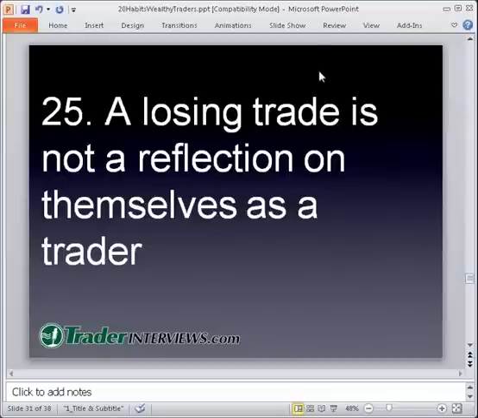Number 25, a little touchy-feely on this one. A losing trade is not a reflection on themselves as a trader. That's why they can take trade number 5 with the same gusto as the 4 losing trades previous, because it doesn't reflect on them. I'm not a bad person, or I'm not an idiot. I'm not a moron because I made a bad trading decision. You're only a moron if you do number 14, which is add to a losing trade. So don't worry about it reflecting badly on you. You're not a bad person. You're not a moron. You're not an idiot.